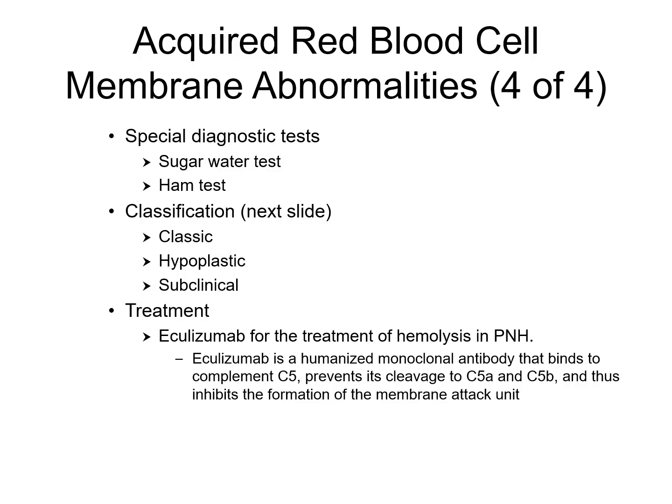For treatment, we can do eculizumab, which is a humanized monoclonal antibody targeting the complement protein C5. It actually blocks the cleavage of C5 into C5a and C5b, which prevents the formation of the membrane attack complex. This reduces complement-mediated red blood cell destruction and hemolysis in paroxysmal nocturnal hemoglobinuria patients.